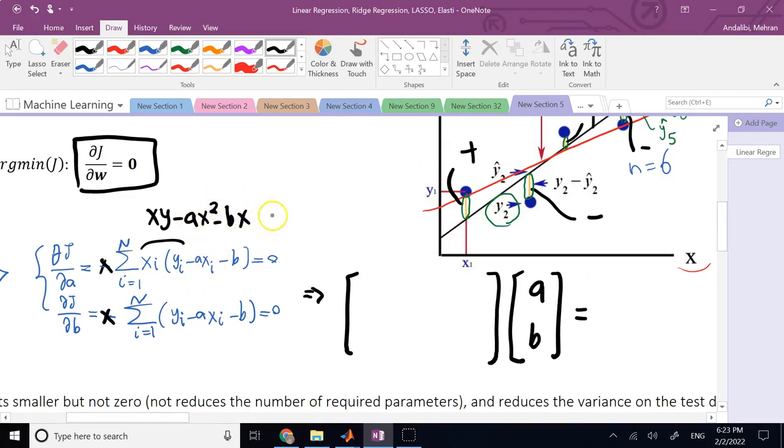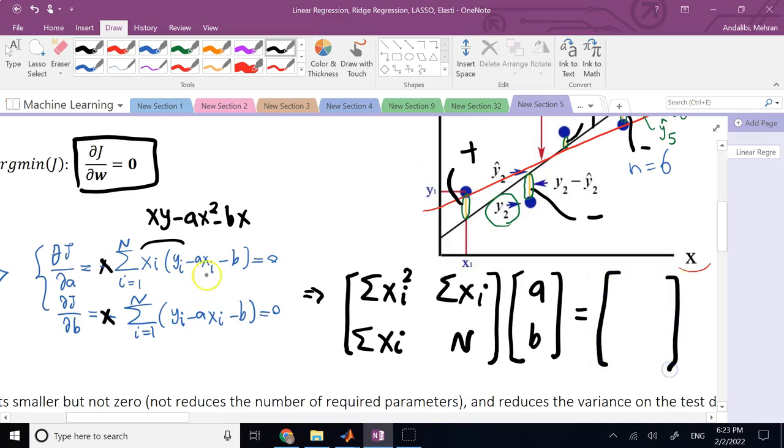So if you take these two negative terms to the right hand side, the coefficients of a are xi squared, the coefficients of b are xi, but there is a summation here. So this one is going to be summation of xi squared. This is going to be summation of xi. And if you look here, the coefficients of a are just, again, summation of xi. And the coefficients of b are 1, but you have n of them. So this simply is going to be n, or summation of 1s, n times. Okay, and this is equal to, now on the right hand side you have x and y. So this is going to be summation of xi yi. And this is going to be summation of yi.